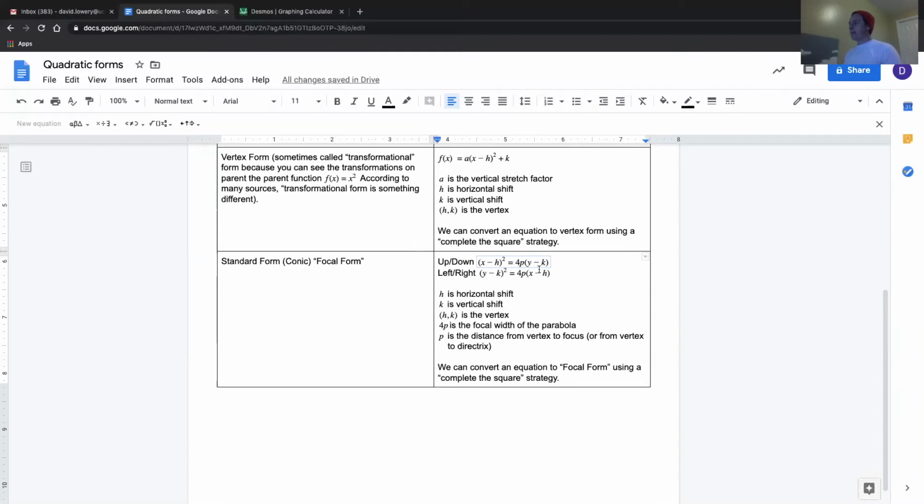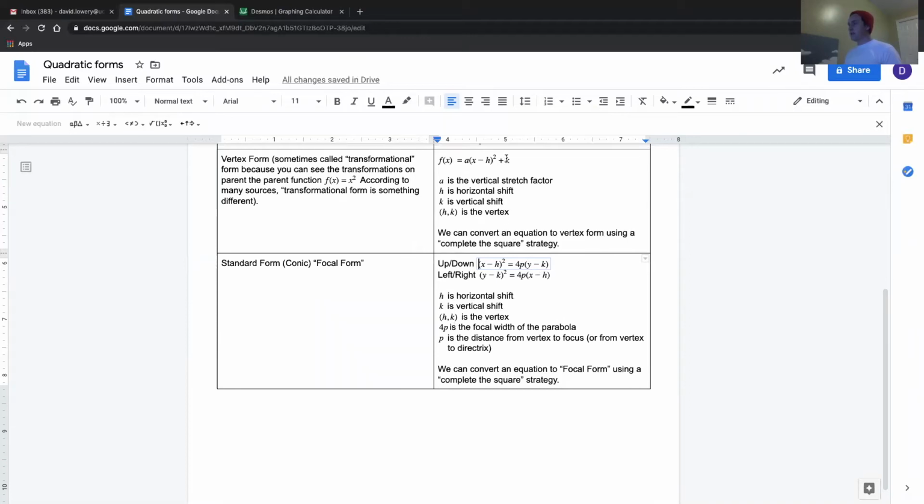So h and k is still your vertex, just like in this one. The difference is here we just take the k. Here we have to take the opposite of what's in here, because this is like negative k, or opposite k. 4p again is the focal width, and then p, just p by itself, is the distance from the vertex to the focus, or from the vertex to the directrix. Okay, so let's jump over into Desmos and graph it up, and let's take a look at the different pieces here.